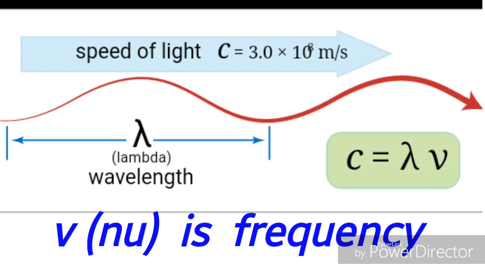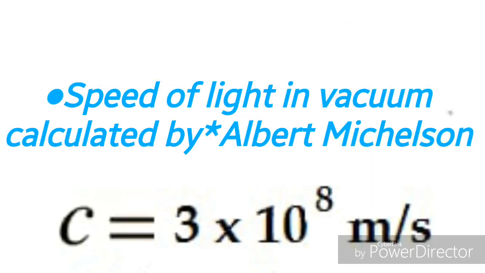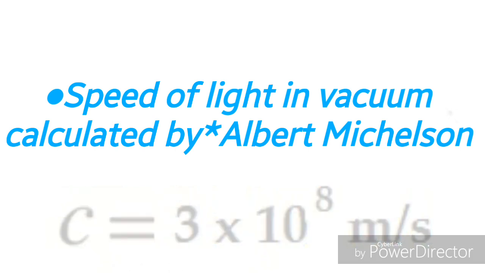Students, here you can see the equation for wave nature of light. c = nu lambda. Lambda is wavelength, nu is frequency. c is the speed of light, 3 into 10 to the power 8 meter per second. It was calculated by an American physicist, Albert Michelson.